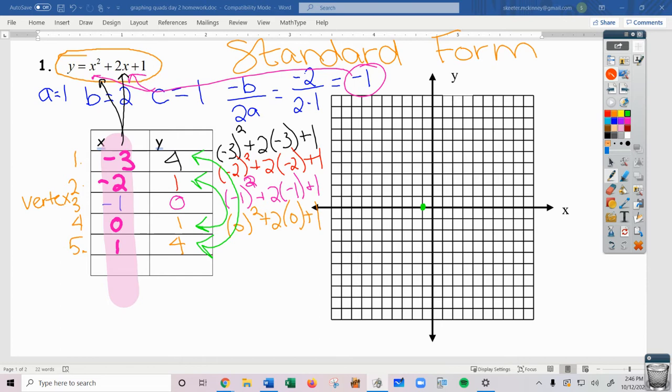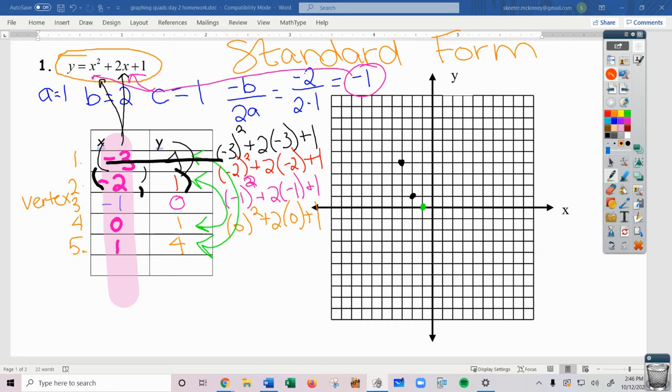So to finish graphing this parabola, we are just going to plot the rest of these ordered pairs. So this is really an ordered pair, negative 3, comma 4. So I'm going to go left from the origin, 1, 2, 3, and then up, 1, 2, 3, 4. Okay, and now I'm going to go left from the origin, 2, and up 1, because this point right here is the point negative 2, positive 1.